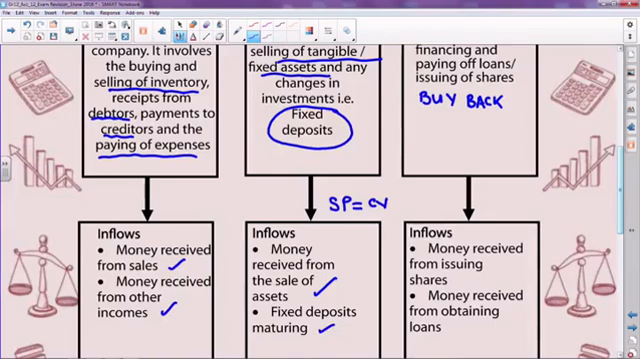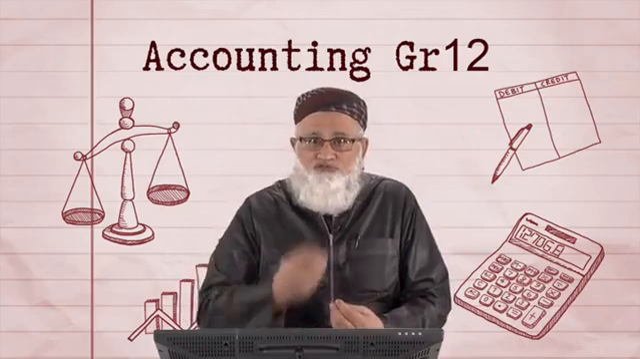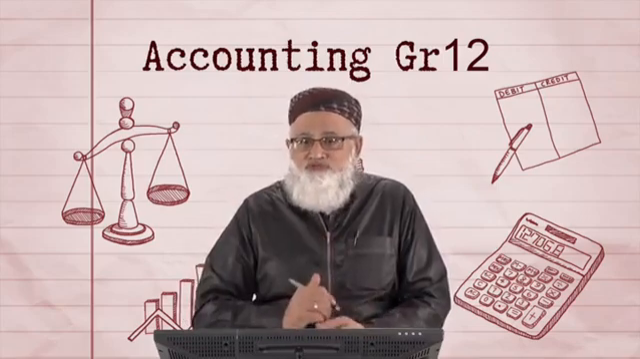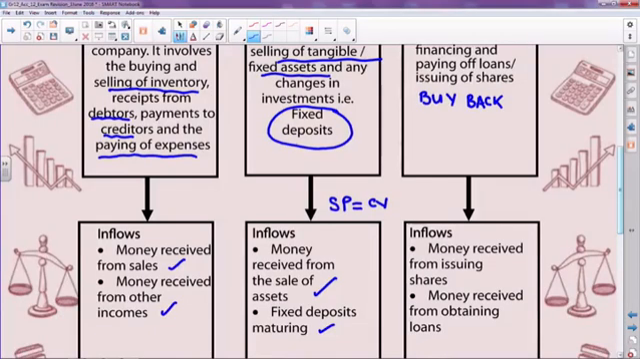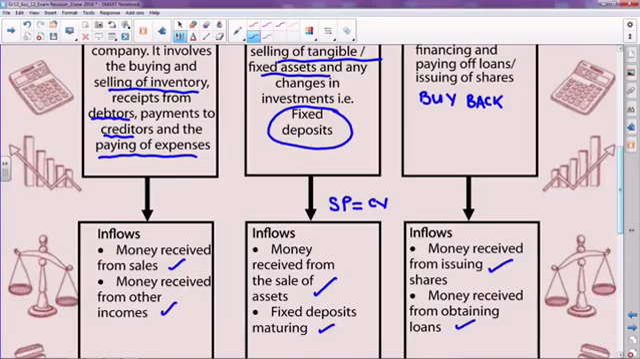Remember, when a fixed deposit matures, money is coming into our bank account. The fixed deposit is now available to us in our bank account, so it's an inflow of funds. Okay, when it comes to financing activities, we're looking at two things. One, the monies that we are receiving from the issuing of shares. In other words, when you sold new shares, what was the proceed of that? How much money did we have coming into our bank account? At the same time, if you're receiving a loan, it means that money is flowing into your bank account.